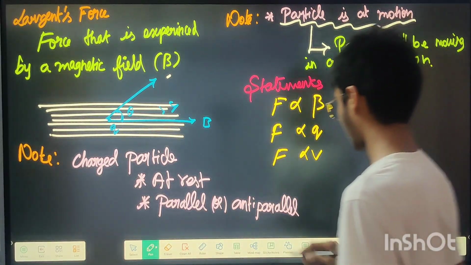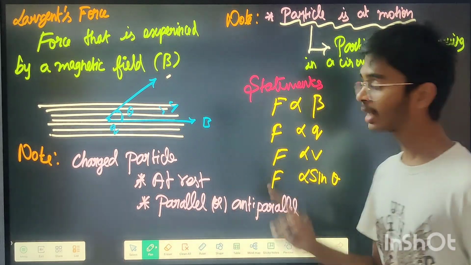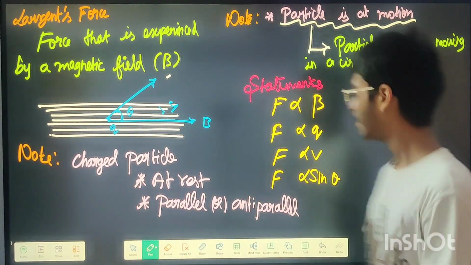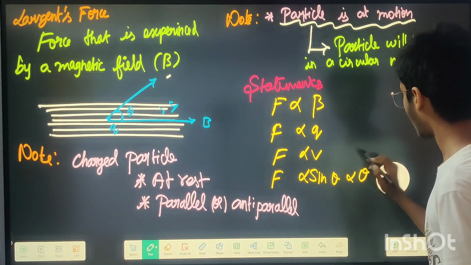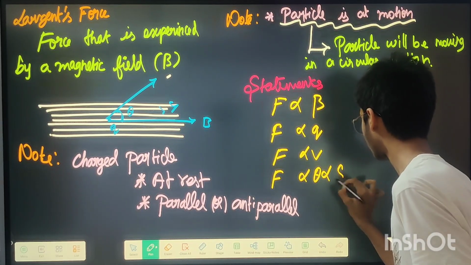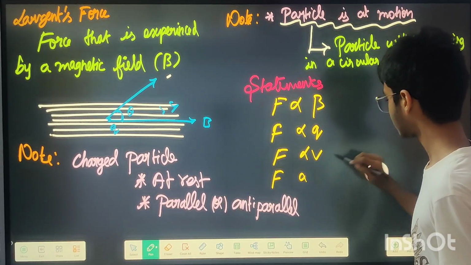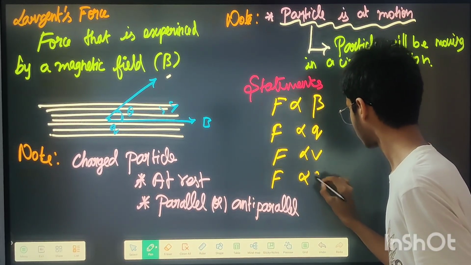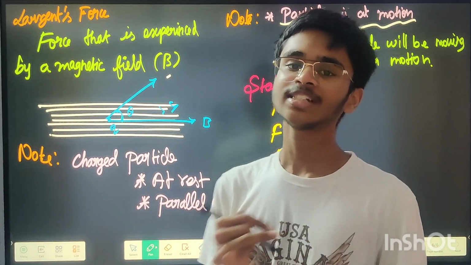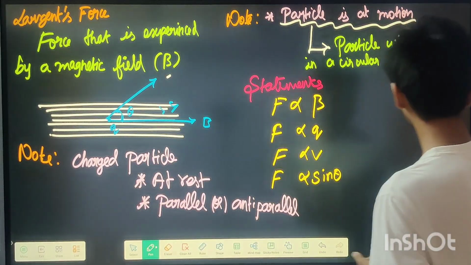Then sine theta. If this theta is very high, then the force is also very high, because sine theta is directly proportional to theta. Actually there should be theta only, but theta is directly proportional to sine theta. So you can write F is directly proportional to sine theta. Whenever you are increasing the value of theta, sine theta will also be increasing, from minus pi by 2 to plus pi by 2.